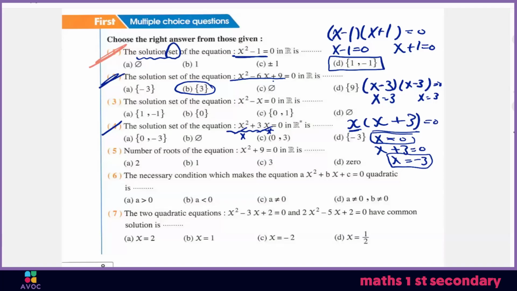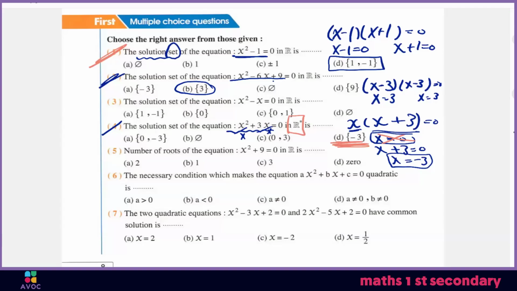But he told me to find the solution in R star. R star means any number except 0. So this solution is refused, or rejected. So the solution will be negative 3. Do you understand? Okay.